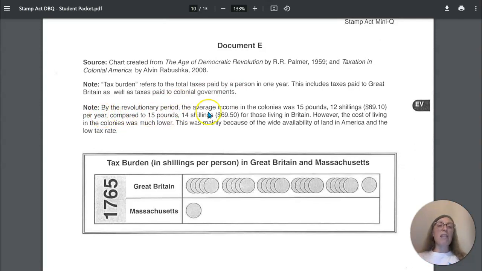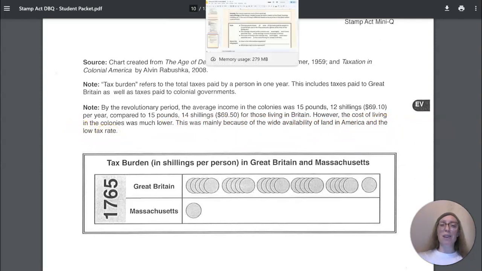By the Revolutionary period, the average income, the average paycheck, in the colonies was £15 12 shillings per year, compared to £15 14 shillings for those living in Britain. So is that about the same? One a lot higher than the other? Note here that £15 12 shillings. Is that a lot of difference? Oh, the cost of living then. The cost of living in the colonies was much lower. This was mainly because of the wide availability of land in America and the low tax rate. All right, this document may surprise you some.